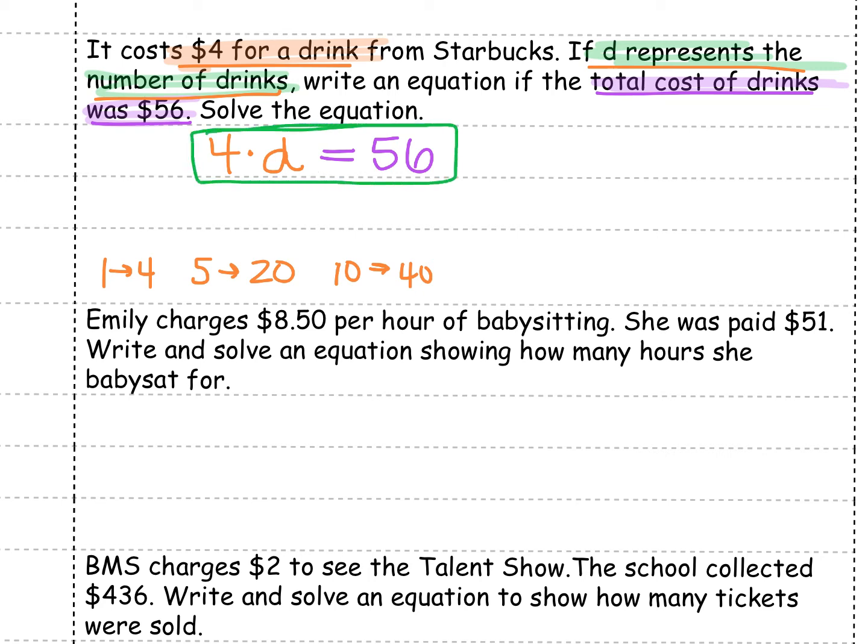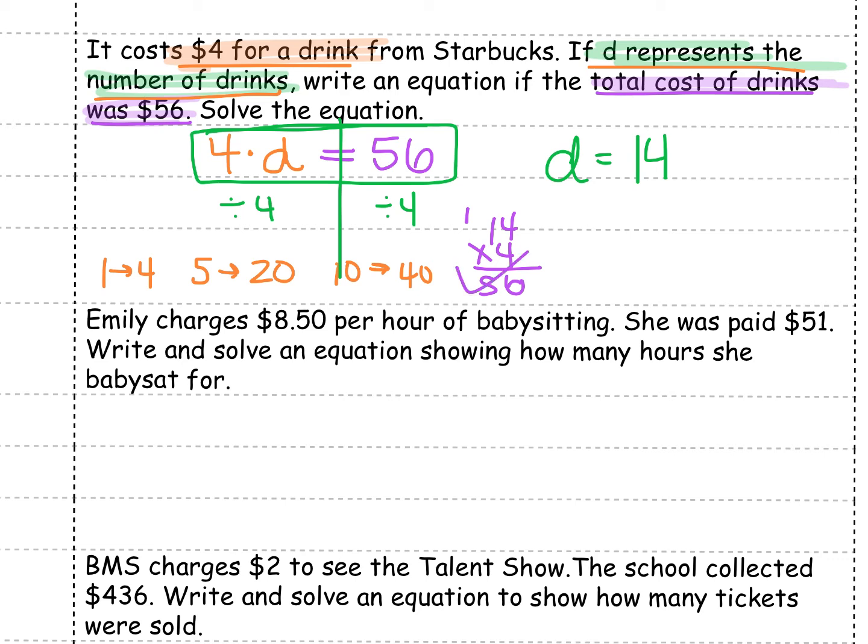I now need to solve this equation just like we always would. Undo multiplying with dividing by 4, and I have to do it on both sides. And when I do that, I get D equals 14, and then I have to check my answer. So 14 times 4, well, I have 56, it works out.